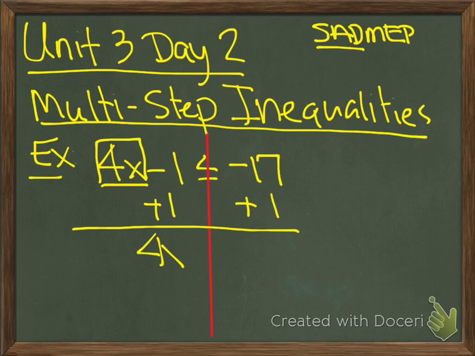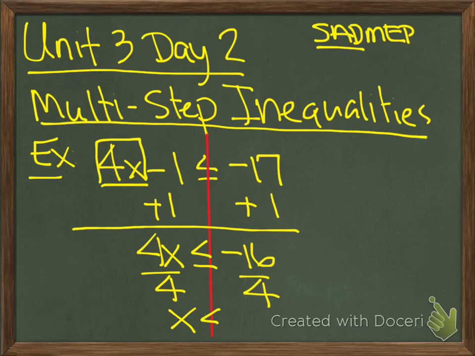So that gives us just 4x negative 16. Miss Childers, how do we finish? Divide. Correct. And thus we finish with x is less than or equal to negative 4.